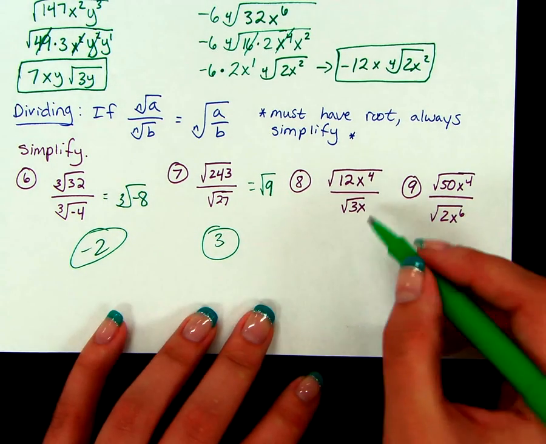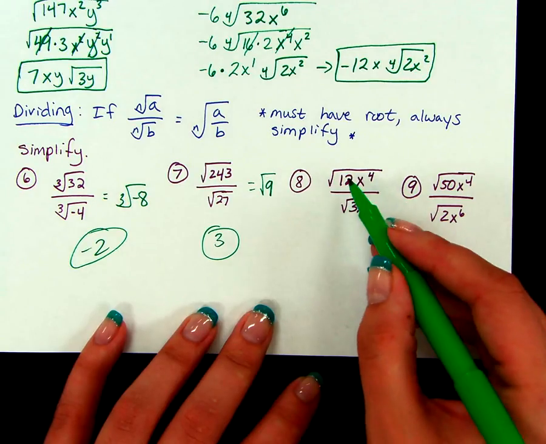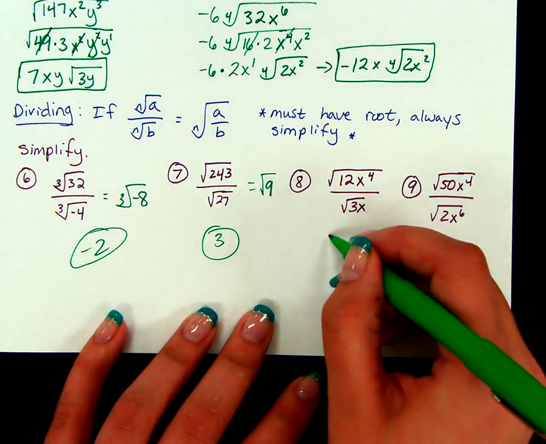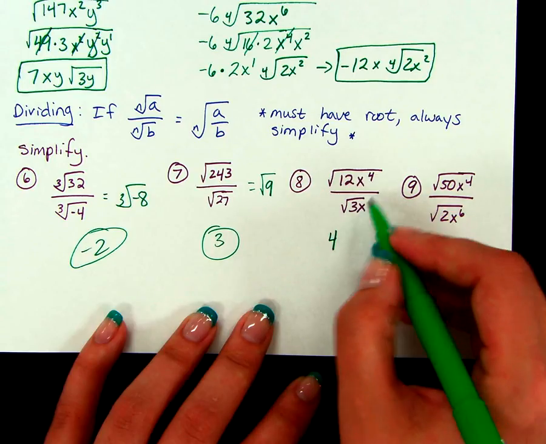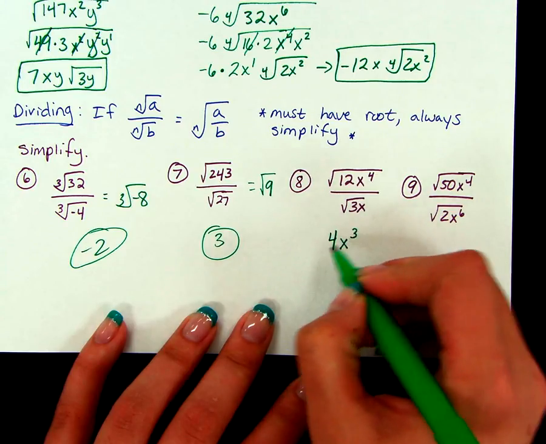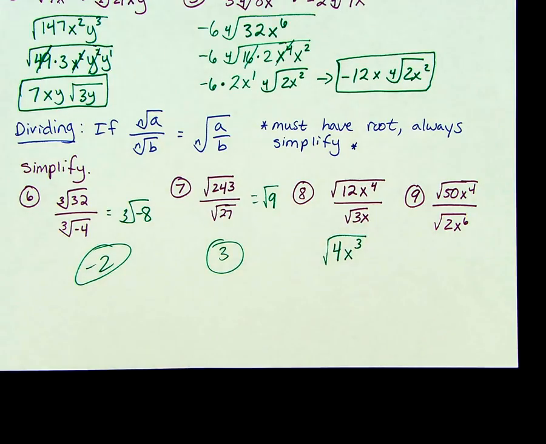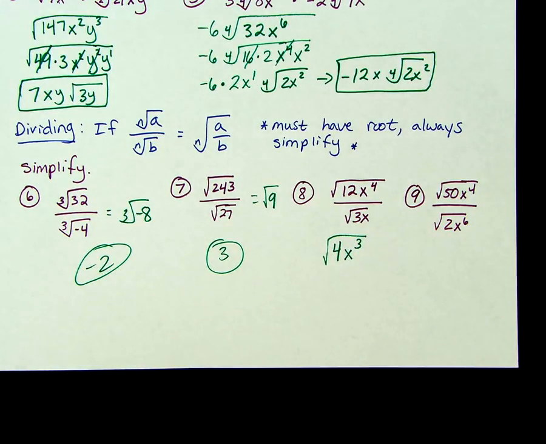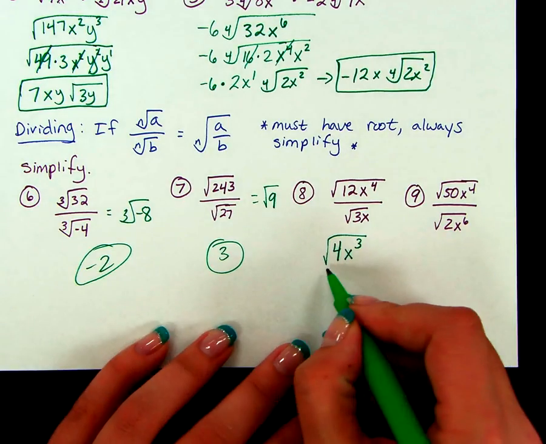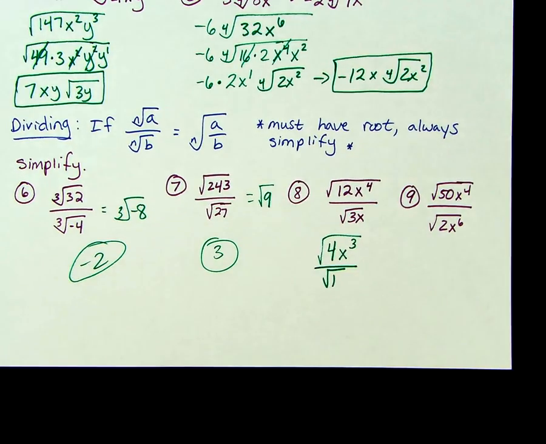All right, same thing for the next one. So square root, square root. So 12 divided by 3 is going to be 4. And then x to the 4th divided by x will be x cubed. And then we still have the square root. And the denominator is now 1 since both of those canceled out. And the square root of 1 is just 1. So if we want, we can write that. So we would have the square root of 1 in the denominator.